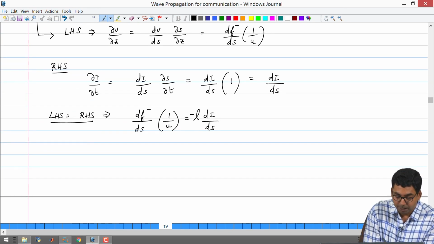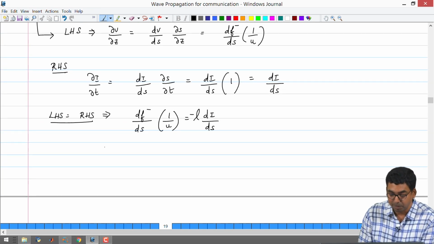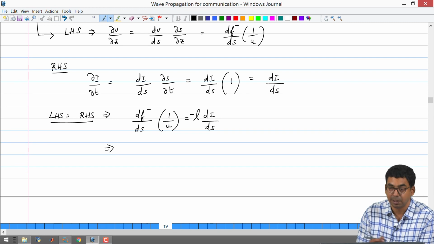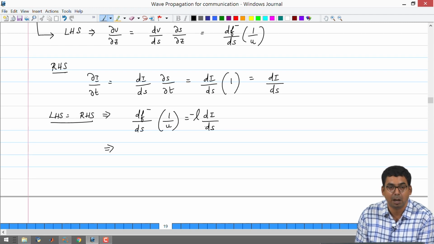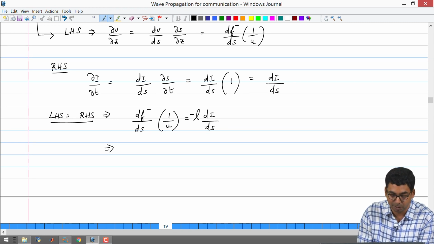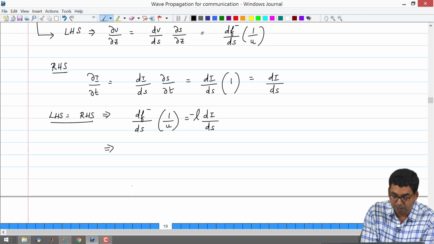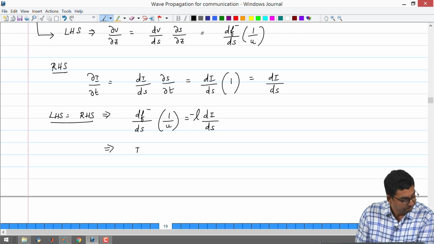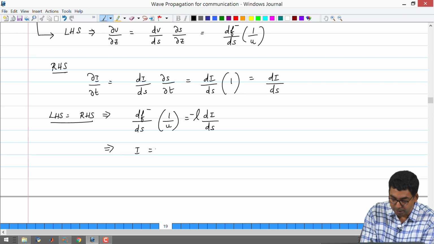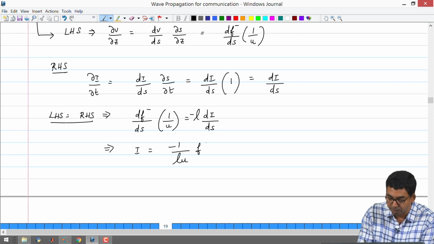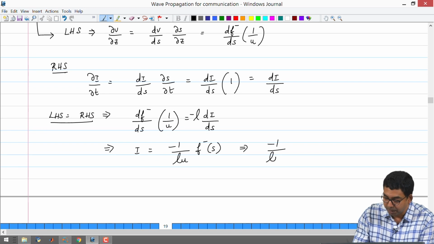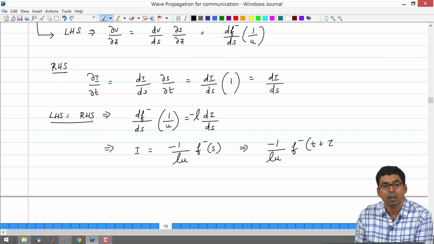So now all we need to do is find out I from here. Since it's a direct one dimensional ordinary differential equation, all you need to do is find out the value of the function of current. So I is going to look like minus 1 by Lu f minus of s, or you can simply write this down as minus 1 by Lu f minus of t plus z by u.